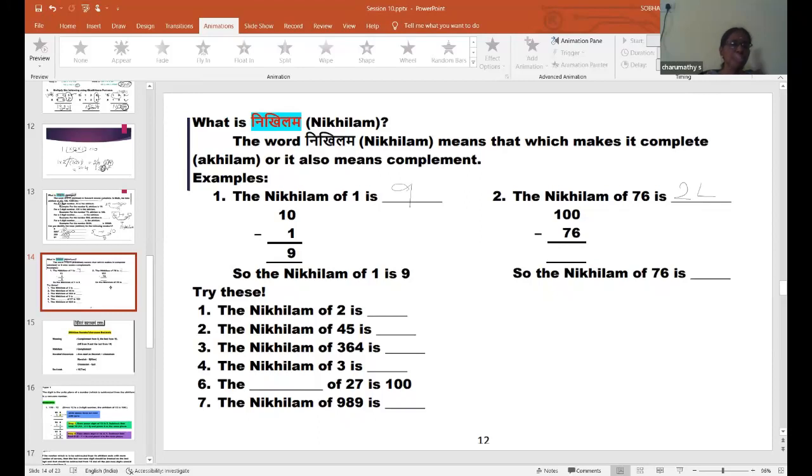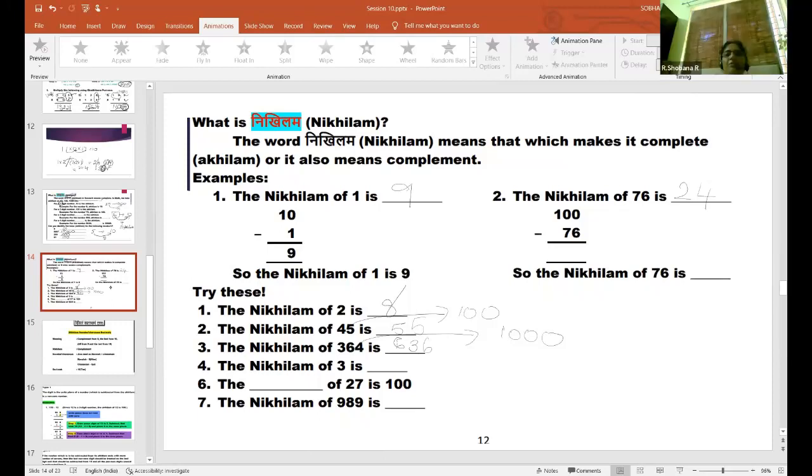The Nikhilam of 2, come on, let us have it in a quick, rapid session. 8. What is the Nikhilam of 2? 8. Yes, very good. Then 55. Yes, because for 45, the Aquilam is 100, so 100 minus 45 would be 55. Then 636. Yes, the Aquilam of 364 would be 1000, so the Nikhilam is 1000 minus 364, 636.